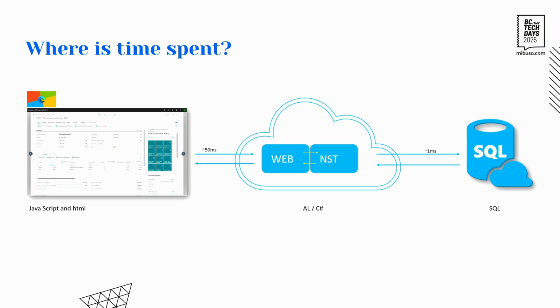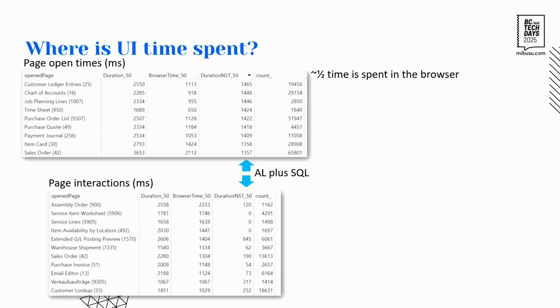And the important thing is that there's executing code on all of these, right? SQL, of course, SQL statements on the NST, AL, C# and .NET stuff. But also in the browser, there's executed JavaScript and HTML interpretation and so on. So when a user does something, in Telemetry, we can see where time is spent.